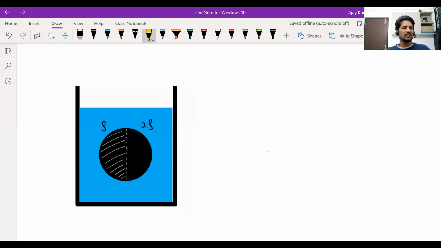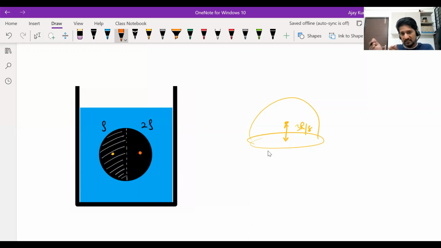Do any of you remember where the center of mass of a solid hemisphere lies? Solid hemisphere. It lies at a height of 3r by 8 from the base. Here, this height from the center of the base will be 3r by 8. So the part which has density rho, its center of mass is here. The part which has density 2 rho, its center of mass is here. Both 3r by 8, 3r by 8 only.